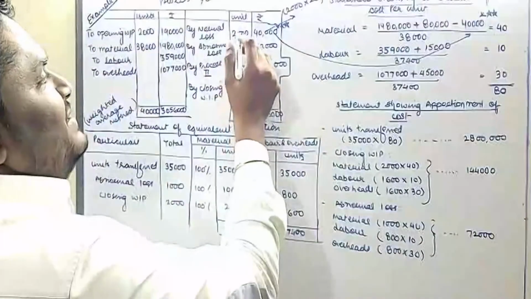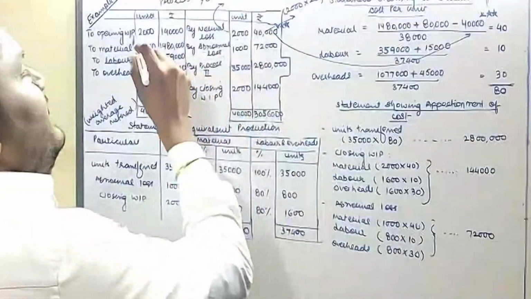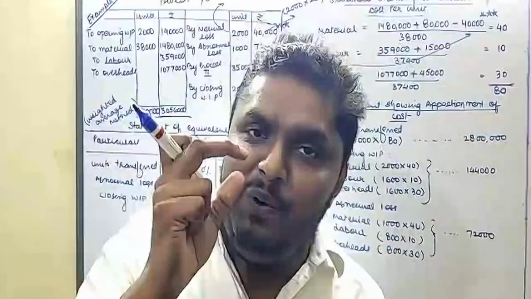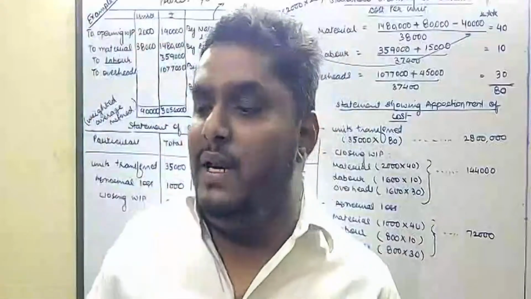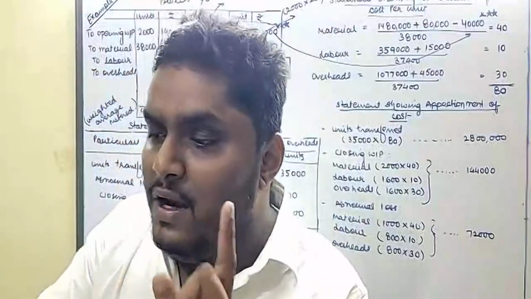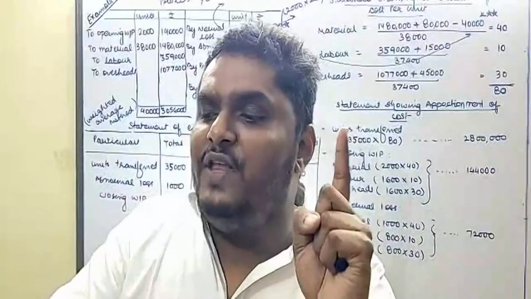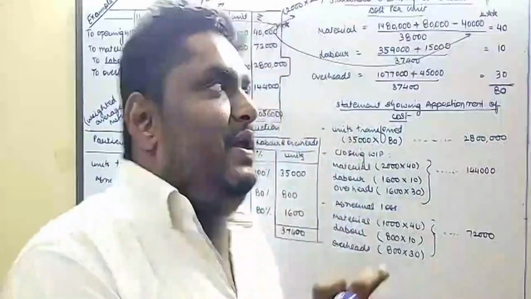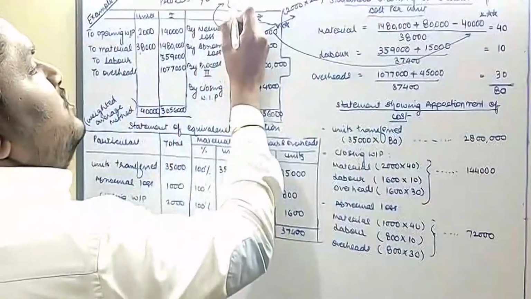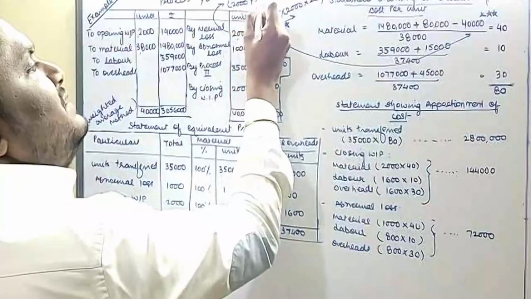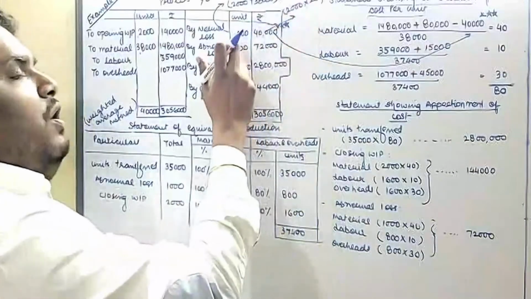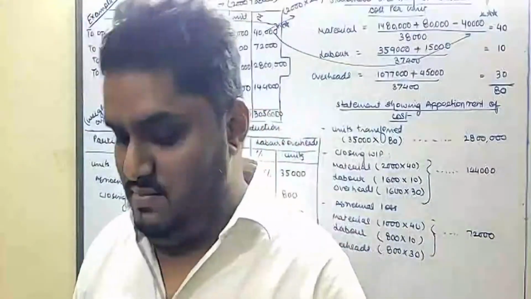So how did I get this 2,000? See, it is given that the normal loss is 5% of the total input, that is the input made during the year plus the opening work in progress. The question has clearly mentioned that the normal loss is 5% of the total input, including work in progress. So how much is my total input? 2,000 plus 38,000, into 5%. This is how I got the normal loss units of 2,000.